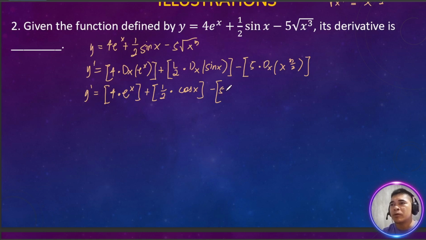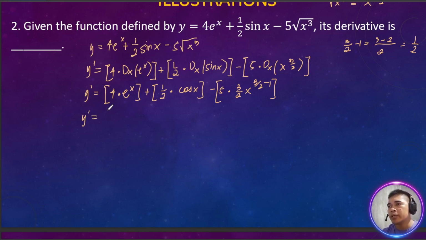Derivative of x to the power of 3 over 2 is 3 over 2 times x to the power of 3 over 2 minus 1. So, pila man ang 3 halves minus 1. So, we get 3 minus 2 over 2. So, the answer is 1 half.